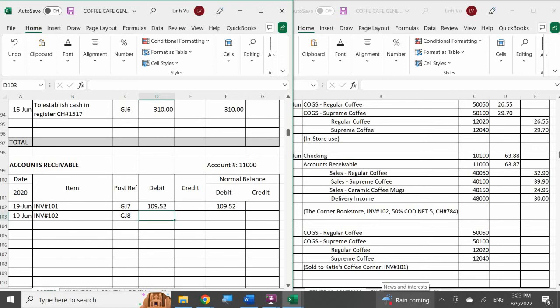For how much does the Corner Bookstore owe me? $63.87. Okay. Bringing your grand total of accounts receivable to be $173.39. Good. Correct.